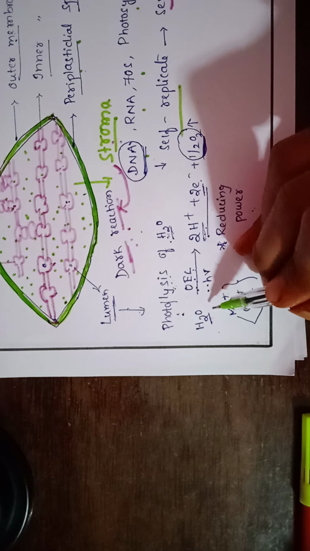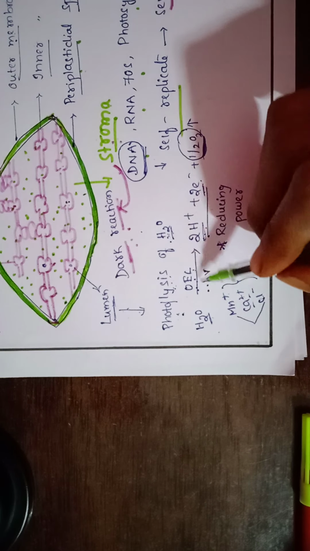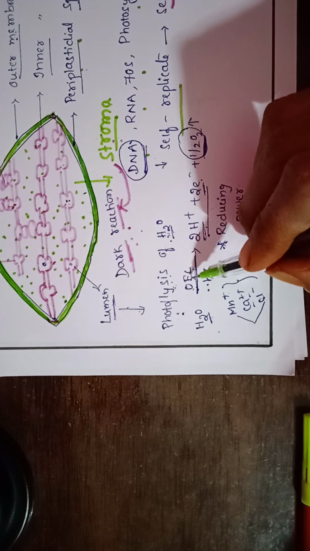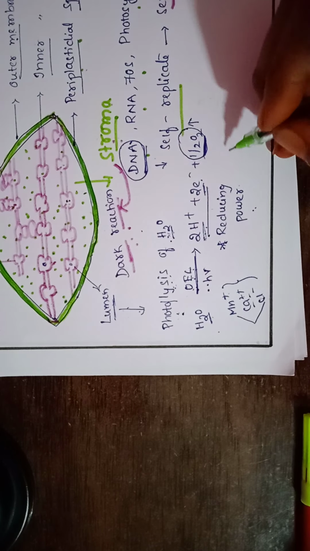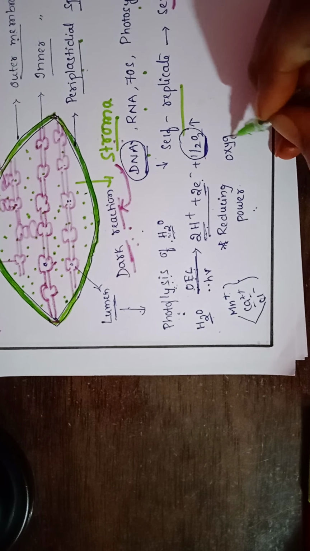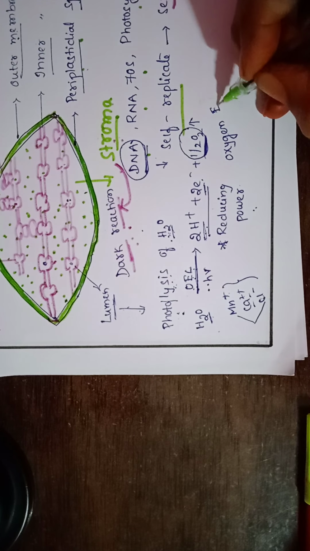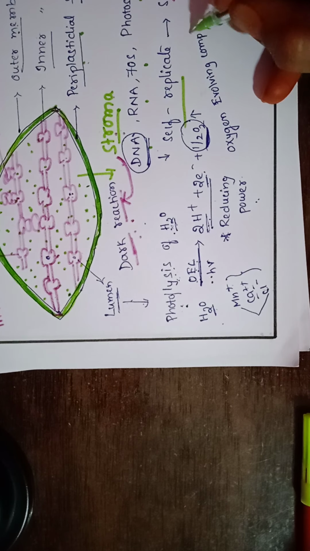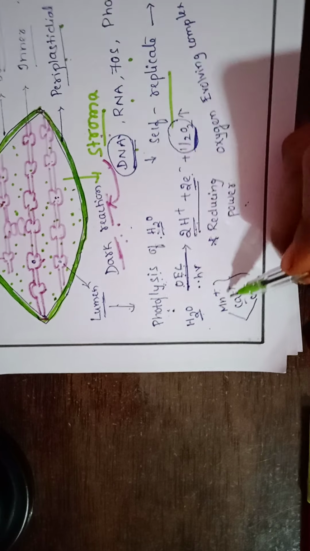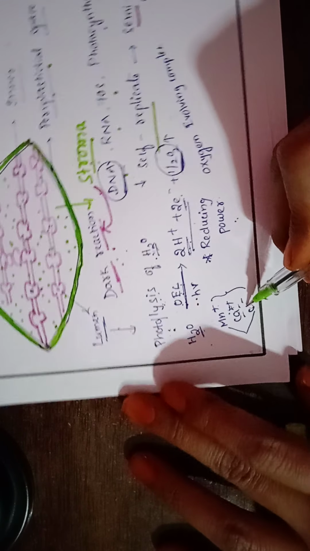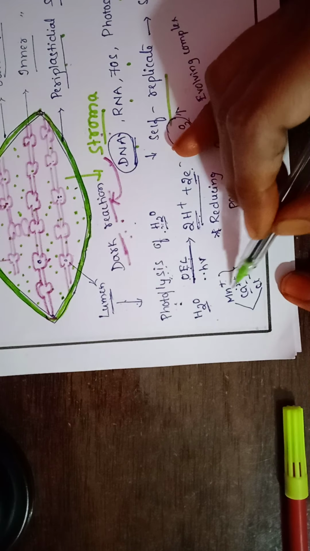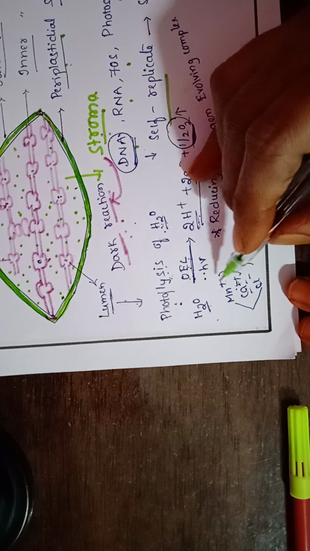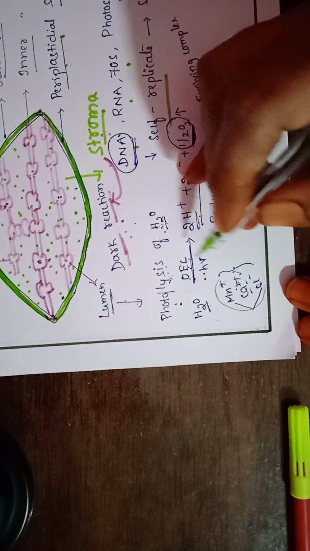And this reaction, that is photolysis of water, is carried out in the presence of OEC, the oxygen evolving complex. What is OEC? Complex means a group of something. So here it is a group of 3 elements: manganese, calcium and chlorine. Manganese and chlorine are micronutrients and calcium is a macronutrient, which are essential for the metabolic activities of the plant body.